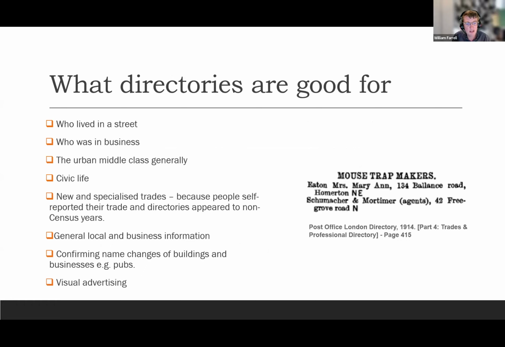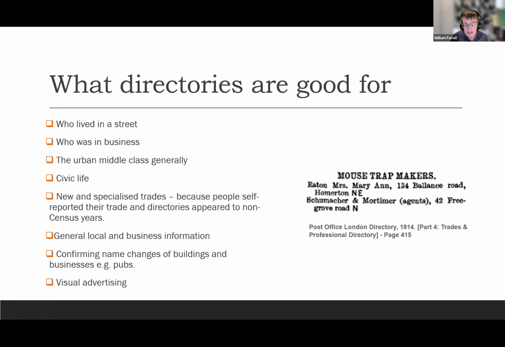Okay, with those caveats in mind, what are directories good for for family and local historians? First of all, who lived on a street? If you're interested in the history of your house or where you live, the street listings, particularly the later 19th century ones, are a very good starting point for who lived in which house, in which street. They're also, again, their prime function, who is in business in a town or a city or a suburb. Those two things combined, and for a reason I'll come on to, mean they're very good for urban middle class life in the 18th, 19th and Edwardian period generally.